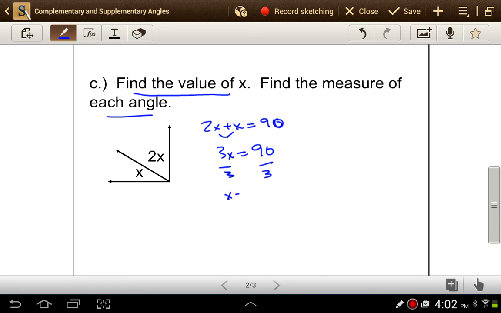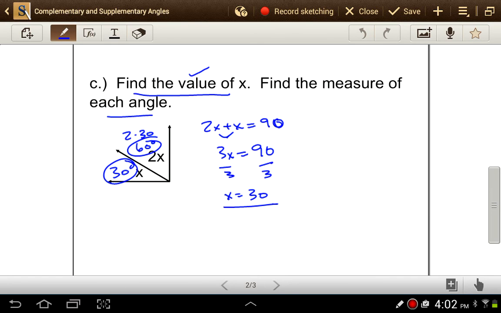So now you find the measure of each angle. So I figured out x, that's step 1. Now I find the measure of each. This is 30, and then this one is 2 times 30, which would be 60 degrees. So it would be 30 degrees and 60 degrees. And that's how you would do those. Okay, if you need to pause and write that down, go ahead. Otherwise, I'm going to move on to example 2.